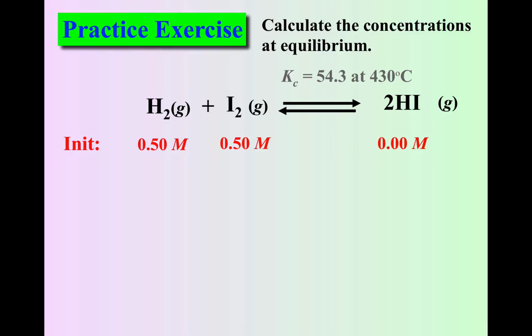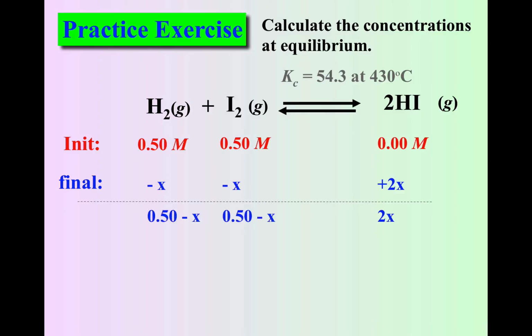So let's call it X. We're going to lose X amount of the reactants and make 2X amount of the products. So for every X amount of hydrogen, X amount of iodine, I'm going to make 2X amount of HI according to the coefficients. So when the reaction stops, my equilibrium concentrations are going to be 0.5 minus X for the hydrogen, 0.5 minus X for the iodine, and 2X for HI.